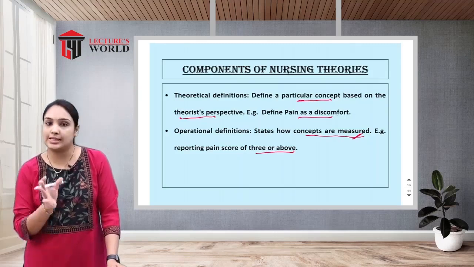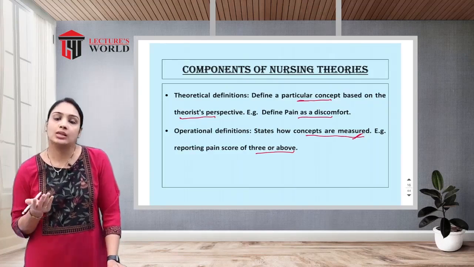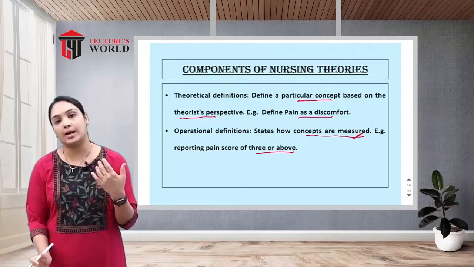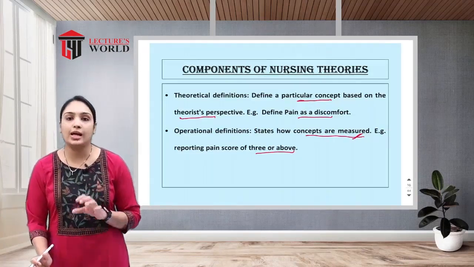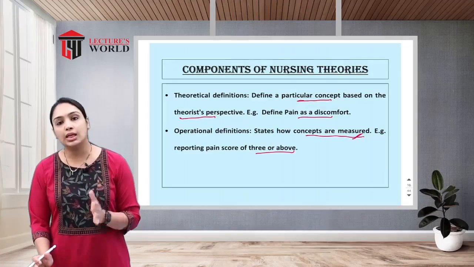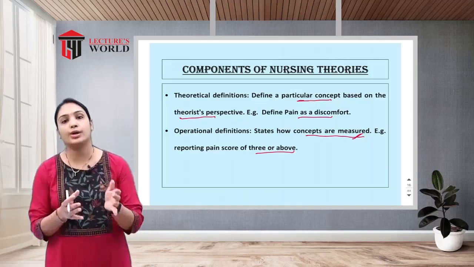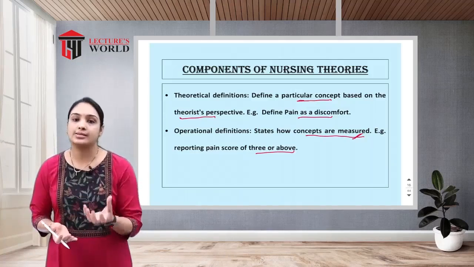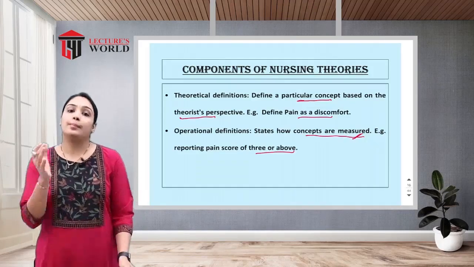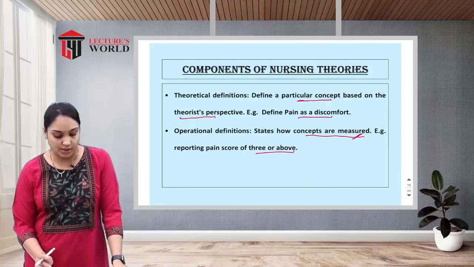So definitions are statements that describe a particular concept of a theory. It can be theoretical or it can be operational. Theoretical definition means we describe the concept according to the theorist's perspective. And operational definition means we state how the concepts are measured, according to the level of measurement, how the particular concept is measured.